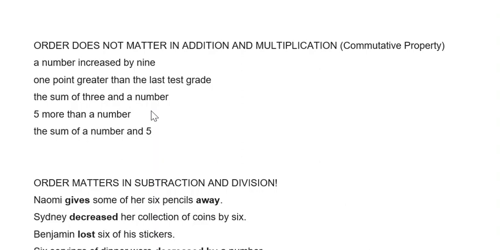Let's talk about writing algebraic expressions. It's important to know the words that represent each operation. When you're writing expressions that involve addition and multiplication, order doesn't matter because of the commutative property, which states that the order in which you multiply or add two values doesn't matter; you get the same answer. For example, 2 plus 3 is equal to 3 plus 2.